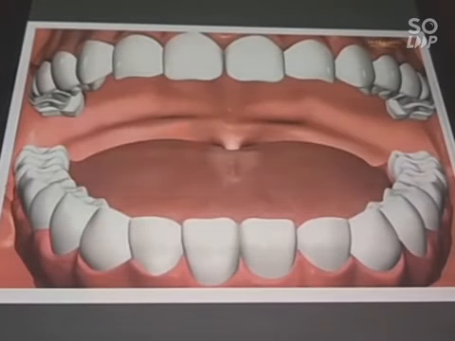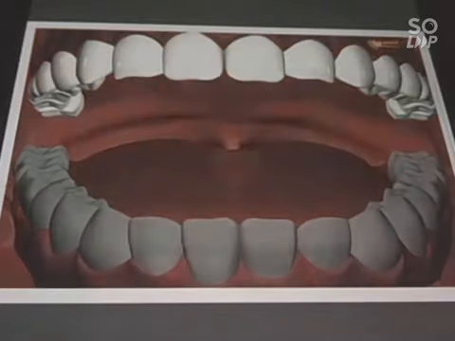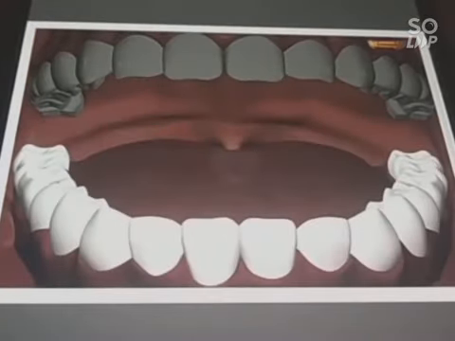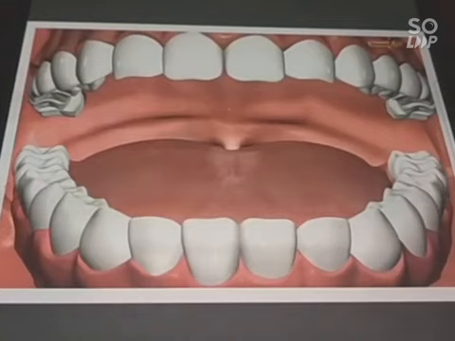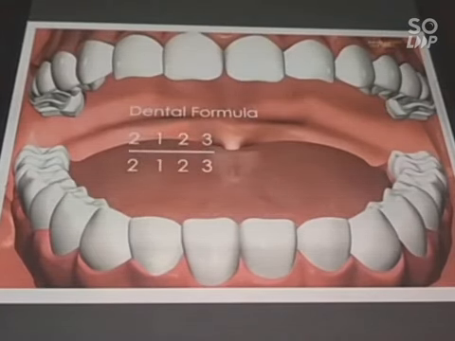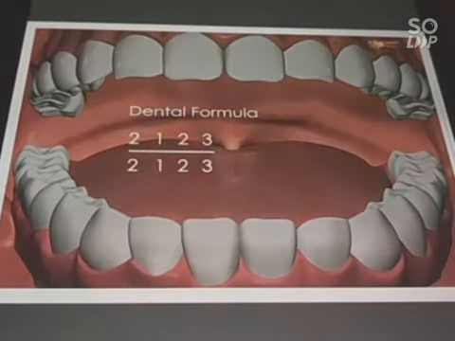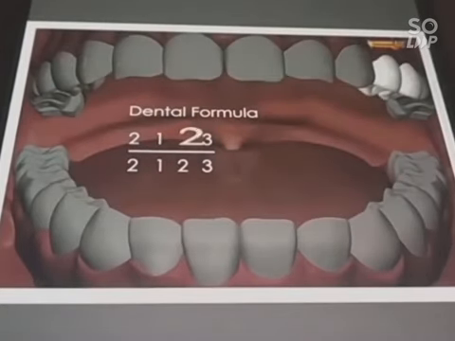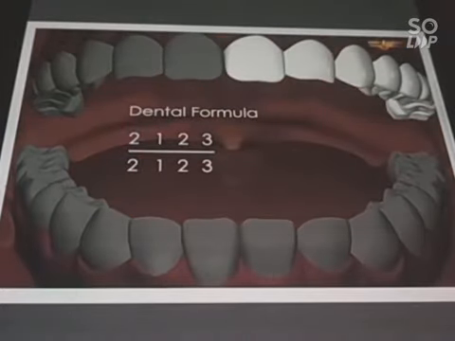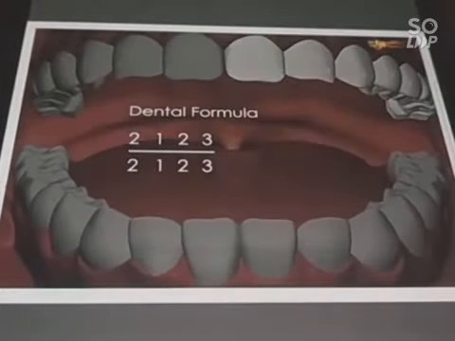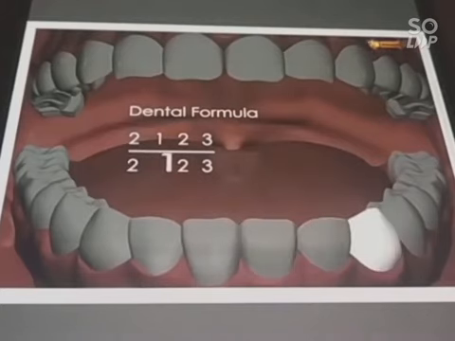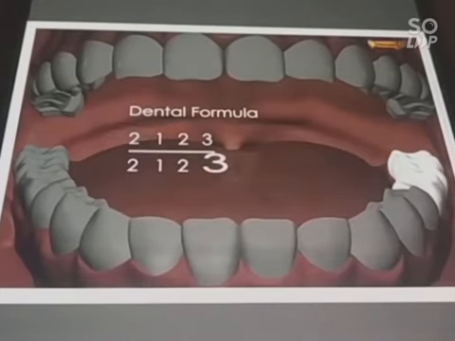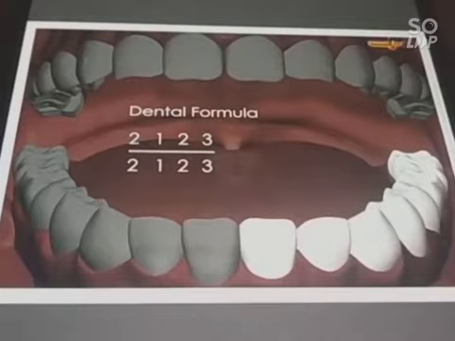The arrangement of teeth in each half of the upper and lower jaw is represented by a dental formula. In humans, it is represented as 2123 by 2123, that is, two incisors, one canine, two premolars and three molars in each half of the upper jaw, and two incisors, one canine, two premolars and three molars in each half of the lower jaw.